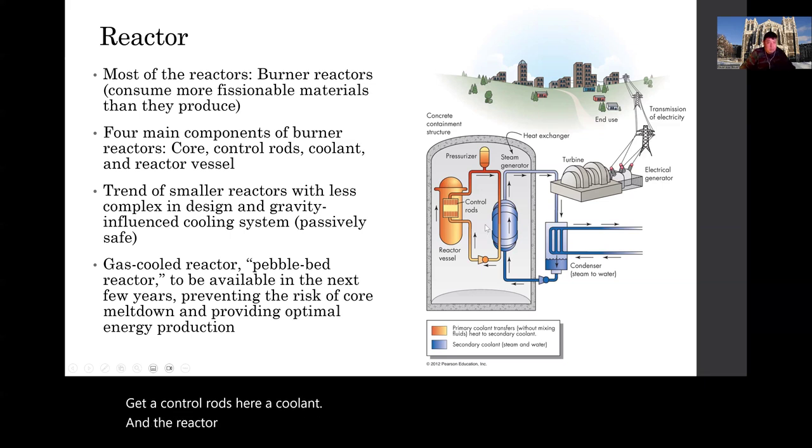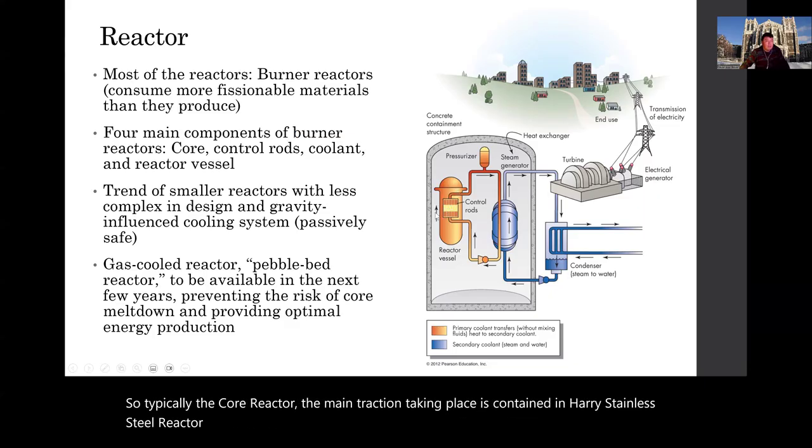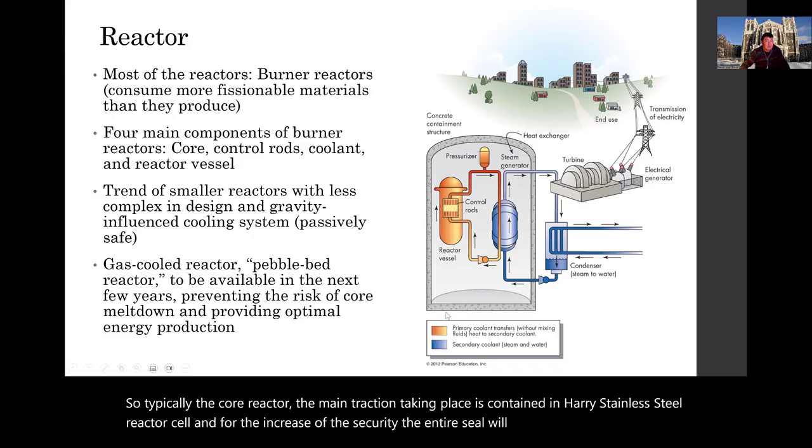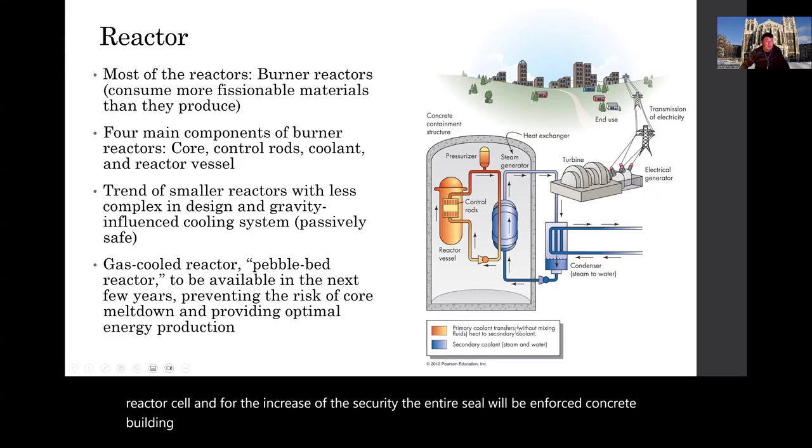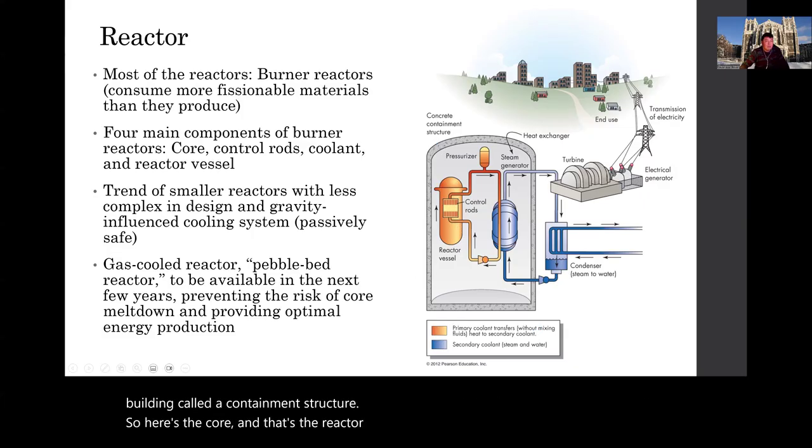Typically, the reactor core, where the main reaction takes place, is contained in a heavy stainless steel reactor vessel. For increased safety and security, the entire vessel is enclosed in a reinforced concrete building called a containment structure. Here's the core, and that's the reactor vessel containing the structure. Fuel consists of small ceramic pellets of enriched uranium that we put here.